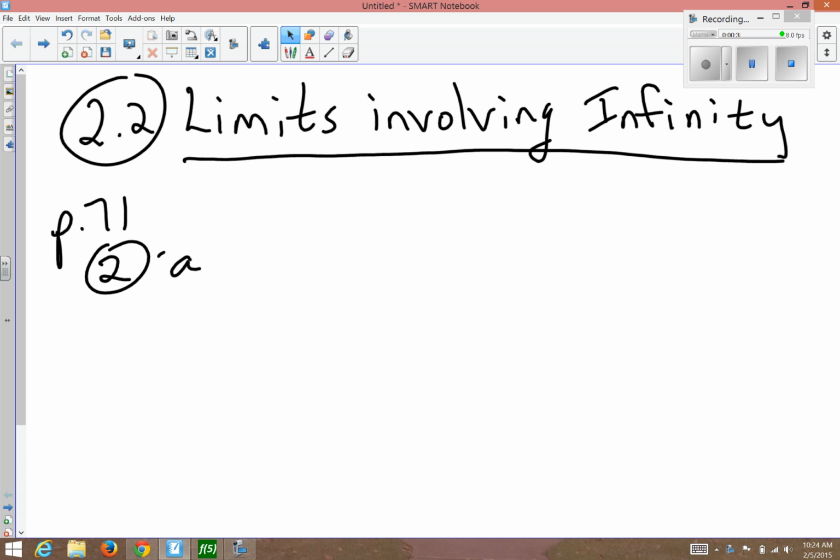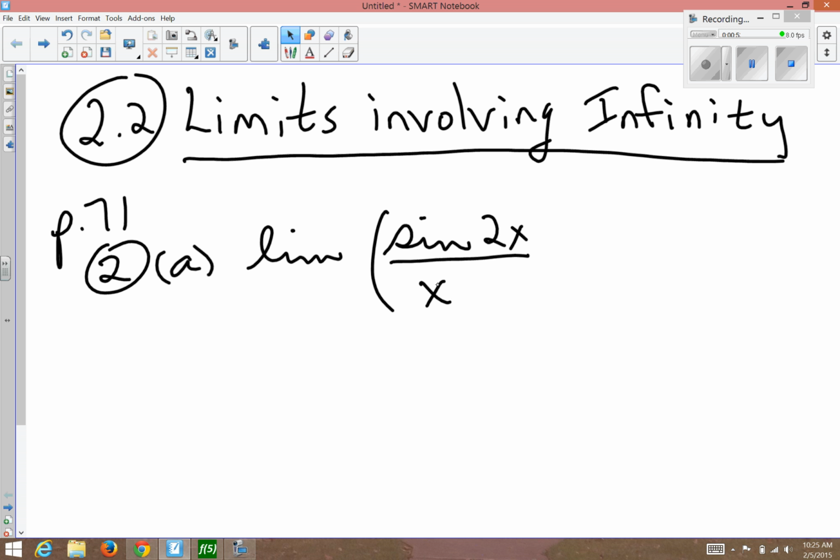Part A. It says find the limit of f of x as x approaches infinity. In exercise 2, f of x is the sine of 2x over x. So we want the limit of this function, f of x, as x approaches infinity. And what we're going to do here is simply look on the calculator.